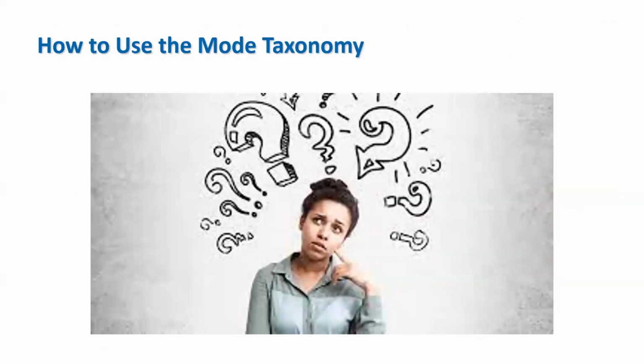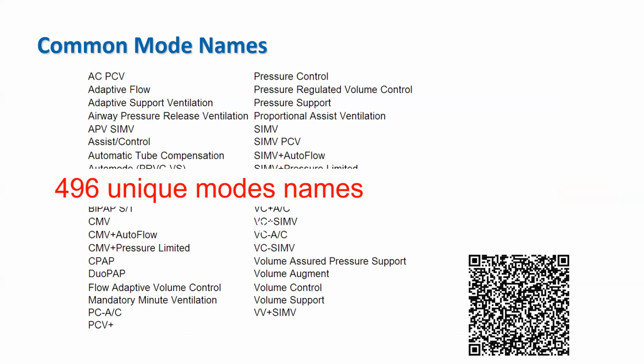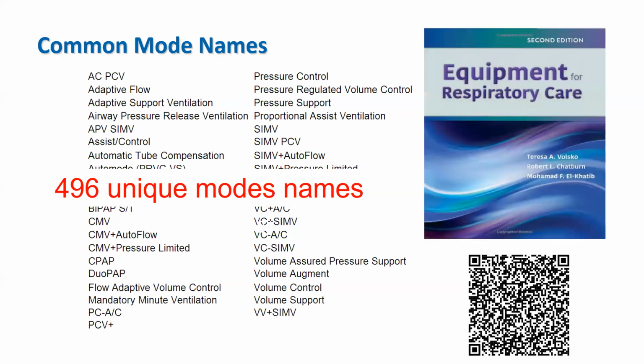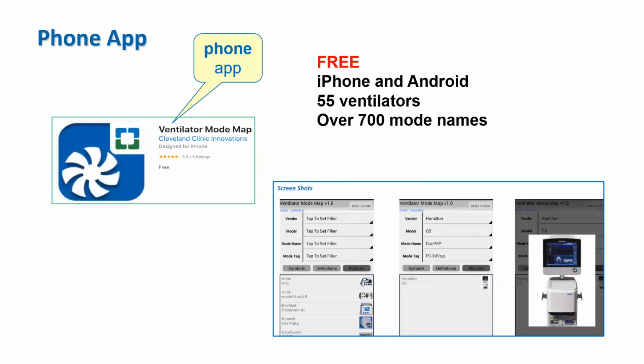Okay, so how do we use this mode taxonomy? Well, the proliferation of brand names for modes has exploded over the last 10 years. There are now hundreds of unique brand names that represent only a few dozen unique modes by generic classification. To deal with this, we have developed a free phone app called Ventilator Mode Map, and I encourage you to try it. You can get this either for iPhone or Android. Just type in Ventilator Mode Map in a search. You'll see an icon that looks like that. Download that, and off you go.